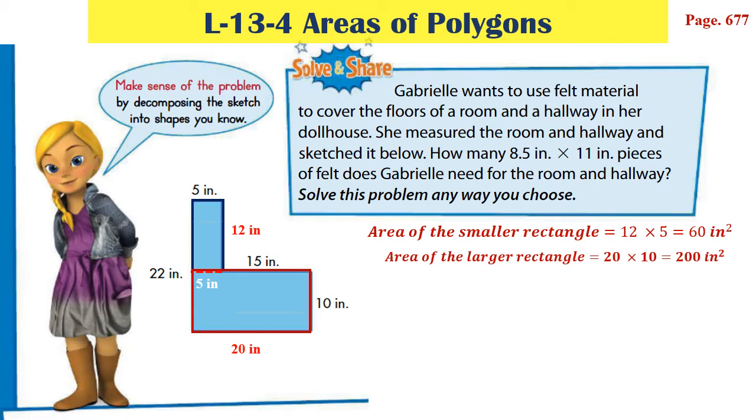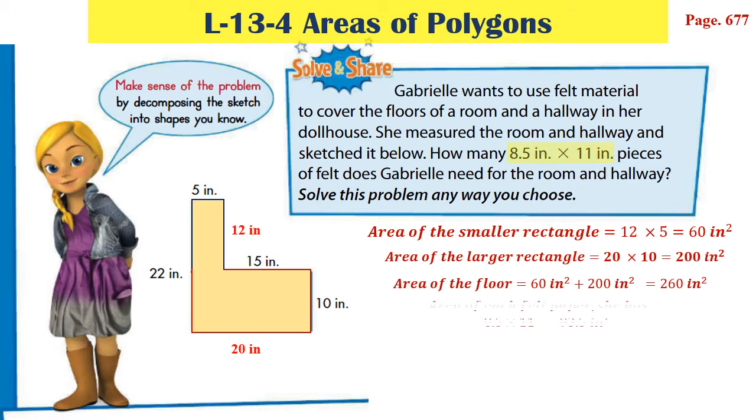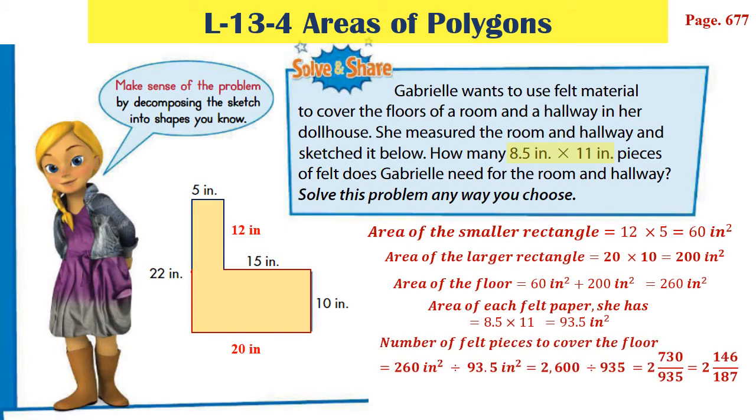Area of each felt paper she has: 8.5 times 11 equals 93.5 square inches. Number of felt pieces to cover the floor equals 260 square inches divided by 93.5 square inches equals 2600 divided by 935 equals 520 over 187, which is 2 and 3 over 4 pieces she needs to buy.